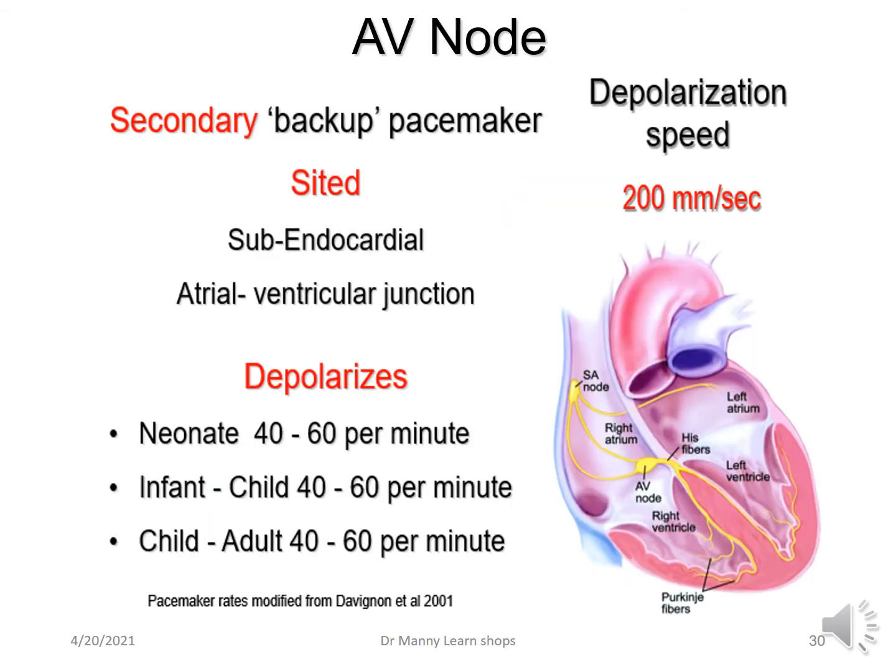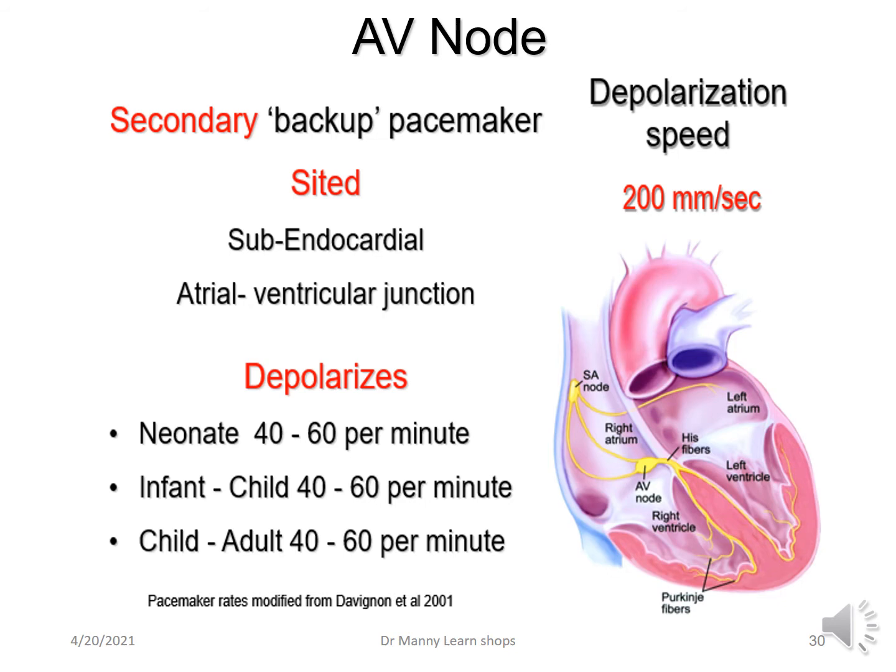Then you've got the AV node, the atrioventricular node, the junctional node, the node of Tawara, and it's considered to be the secondary backup pacemaker. And it's sited in the subendocardial tissue at the junction of the atrial and the ventricular. This is the atrial ventricular junction.